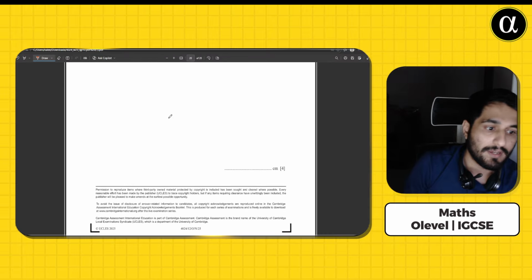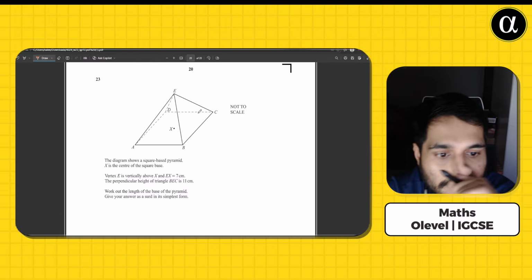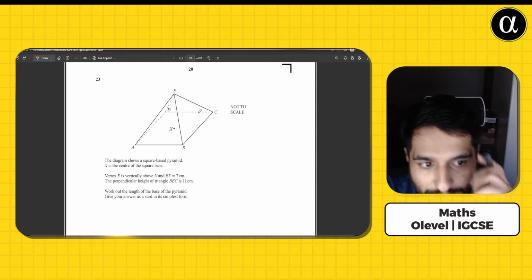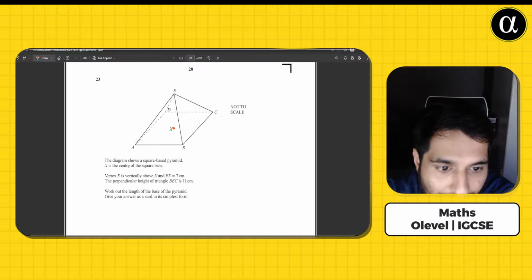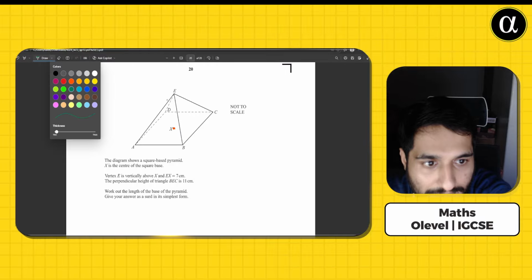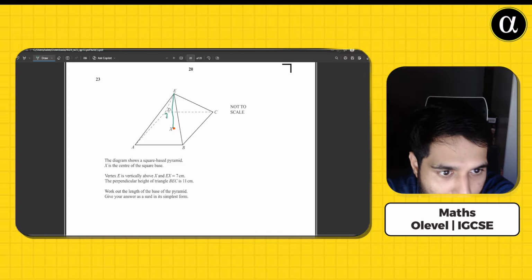This seems to be the last question, I believe. Yes, it is. Now, question number 23 says the diagram shows a square based pyramid. X is the center of the square base. So this X is basically the center of the square base, and it further states that vertex E is vertically above X. That means this point is vertically above X. And this value is supposed to be 7.